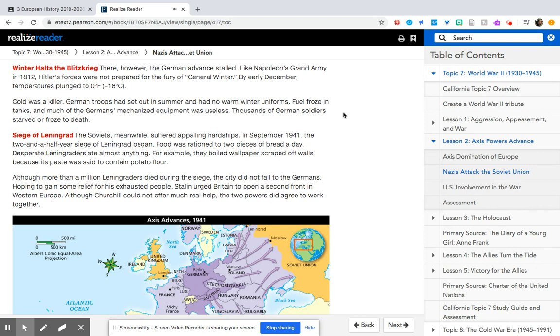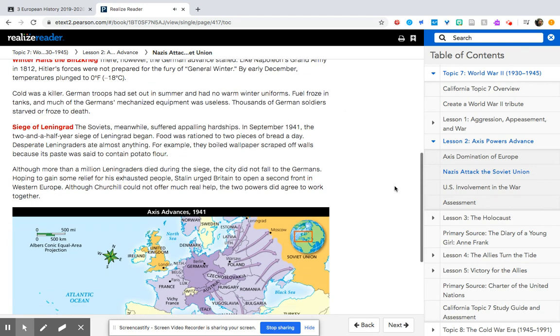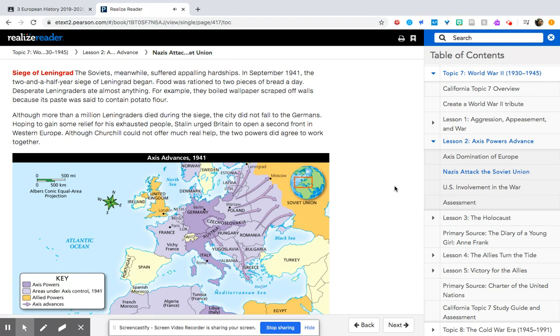Siege of Leningrad. The Soviets, meanwhile, suffered appalling hardships. In September 1941, the 2.5-year siege of Leningrad began. Food was rationed to 2 pieces of bread a day. Desperate Leningraders ate almost anything. For example, they boiled wallpaper scraped off walls because its paste was said to contain potato flour. Although more than 1 million Leningraders died during the siege, the city did not fall to the Germans. Hoping to gain some relief for his exhausted people, Stalin urged Britain to open a second front in Western Europe. Although Churchill could not offer much real help, the two powers did agree to work together.